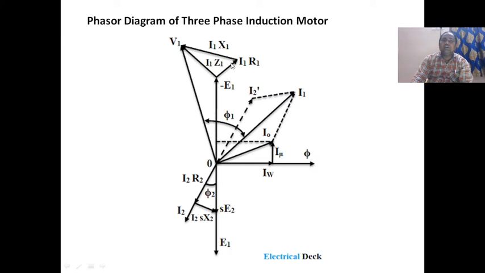How can you draw I1 R1? That is in parallel with I1. The resistive drop is parallel to the current. The reactive drop is 90 degrees from the resistive drop. The sum of resistive drop and reactive drop is the impedance drop. So minus E1 plus I1 R1 plus I1 X1 is the supply voltage V1. The angle difference between V1 and I0 is phi1. This is the phasor diagram for a three-phase induction machine.